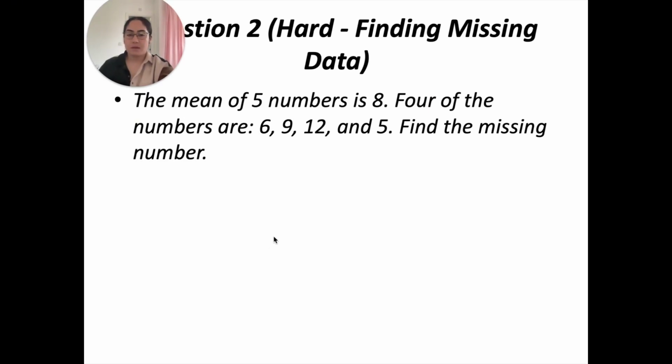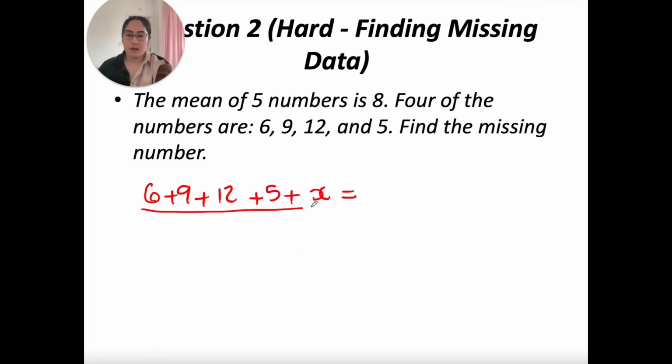The mean of 5 numbers is 8. 4 of the numbers are 6, 9, 12, and 5. Find the missing number. Right, okay, so we're going to think of it like this. If we say 6 plus 9 plus 12 plus 5 plus the missing number, which I'm going to call x, divided by 5, because there are a total of 5 numbers. So remember, the mean is where you add everything together and divide by how many numbers you've got. So when we add everything together, including the x, which is the number we're trying to find, and divide by the total, which is 5, we get a mean number of 8.